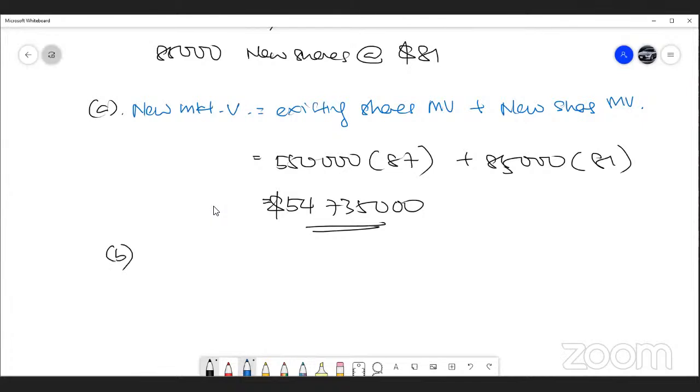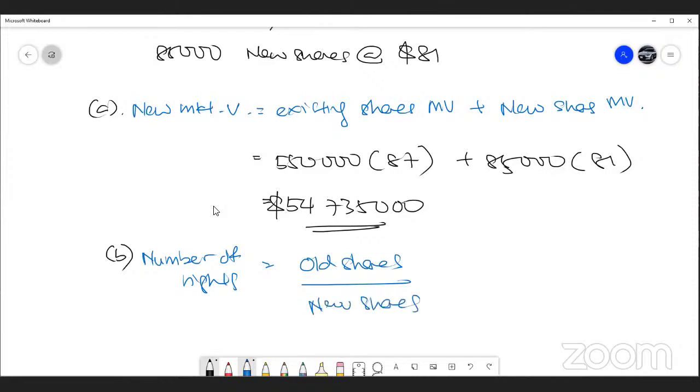Part B. The question asks us how many rights are associated with one of these new shares. So to count the number of rights, it's the number of shares associated with the new shares. How many old shares are equivalent to one new share? So old shares divided by new shares: 550,000 over 85,000. So there's around 6.47 rights per new share.